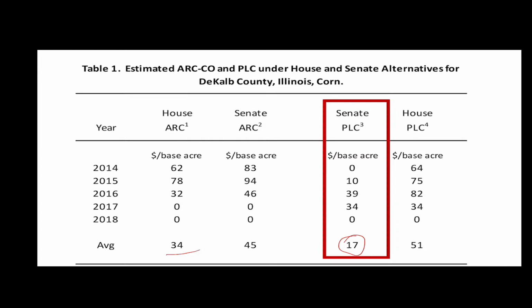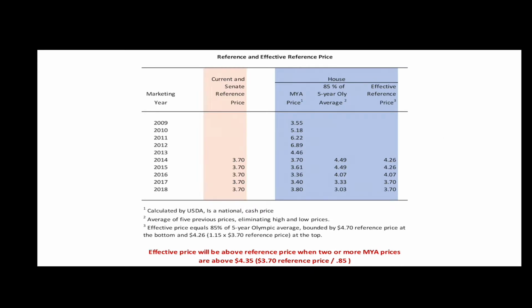So selecting House version of ARC, or what was 2014, is still projected to make larger payments than the Senate PLC version. The House PLC version modifies the Senate version, and what it does is it adds an effective reference price. So rather than using the reference price in its calculation, which is $370 for the Senate version or the current version, the House version calculates an effective reference price. That effective reference price will never be below $370, and it has the opportunity to be above $370. The way it is calculated is first you calculate a 5-year Olympic average of prices and multiply it by 0.85.